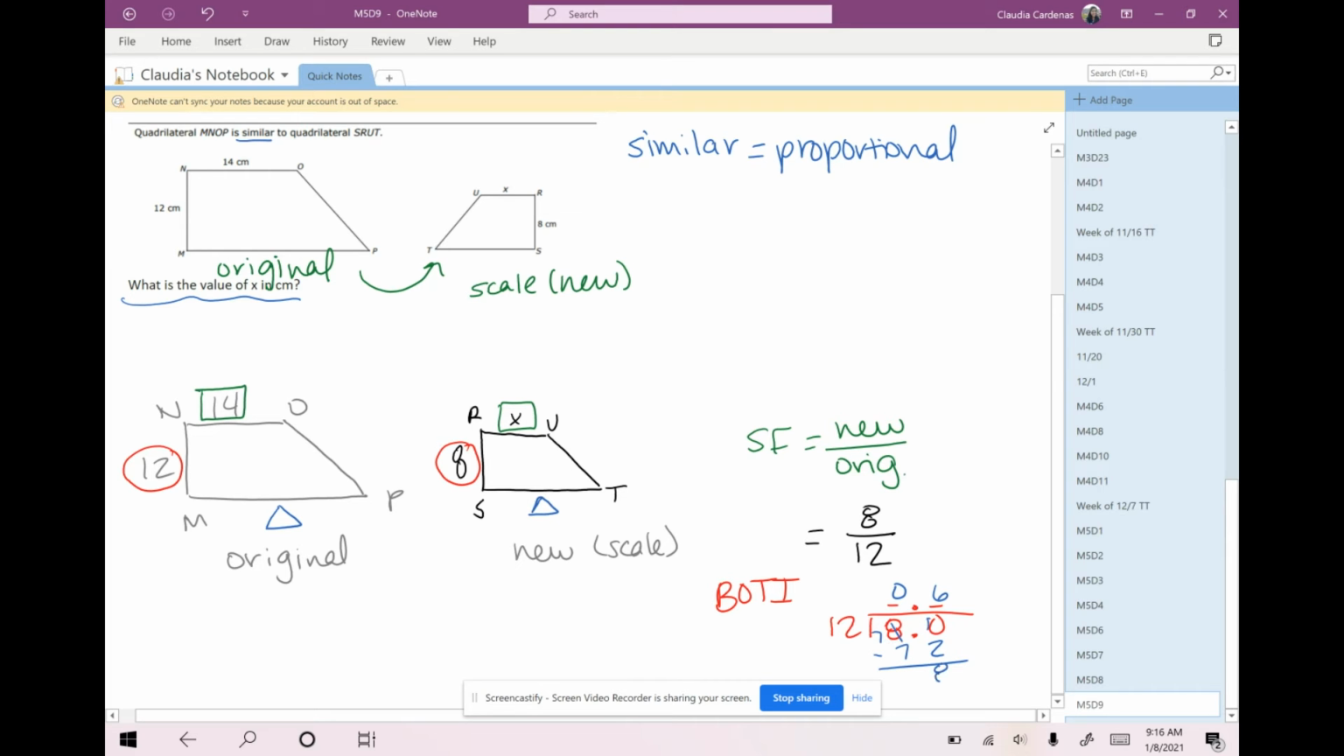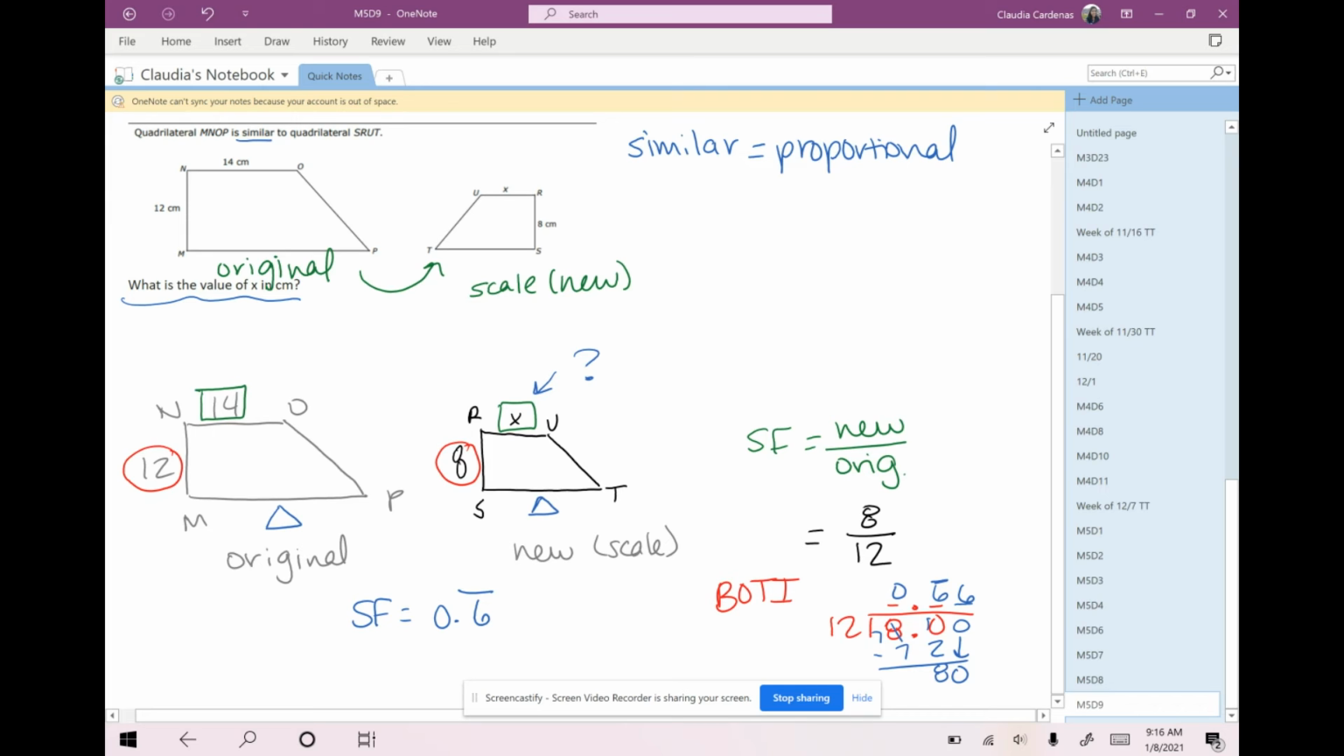And after I borrow, I get 8 again, and I bring down a 0. Oh, well, I see that already we are showing a repetition or a repetitive pattern. So I know our scale factor is 0.6 repeating. So now that I found the scale factor, how can I use it to find this missing side, right? That's the goal, is to find the missing side of X.